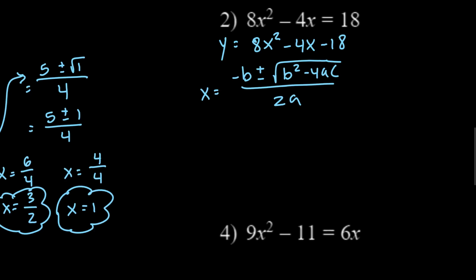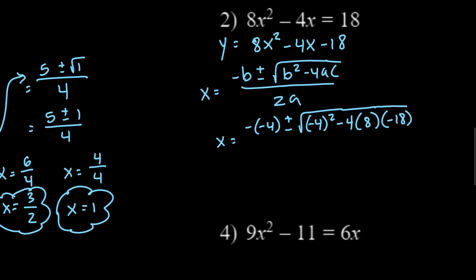So what is my b? So I put negative 4 plus or minus the square root of negative 4 squared minus 4 times a, which is what? And times c, which is, all over 2 times a, which is, good. So I have 4 plus or minus negative 4 squared is, and negative 4 times 8 times negative 18.